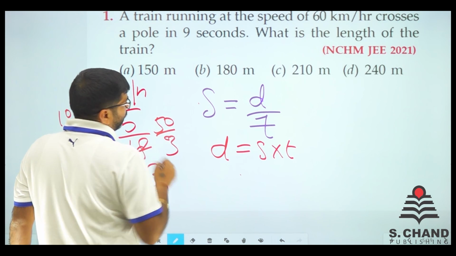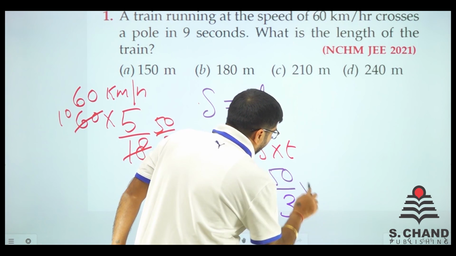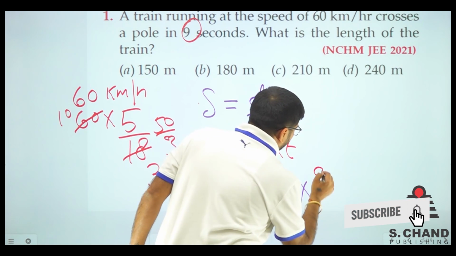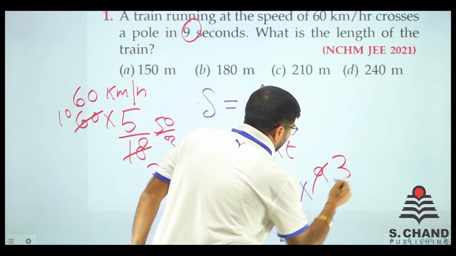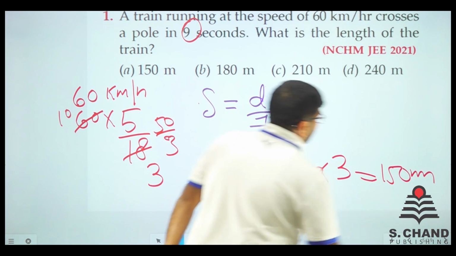50 by 3 meter per second. So speed here is 50 by 3 meter per second. And what is the time? The time is 9 seconds. So multiply this by 9. We go here. So 50 into 3. So the answer is 150 meter.